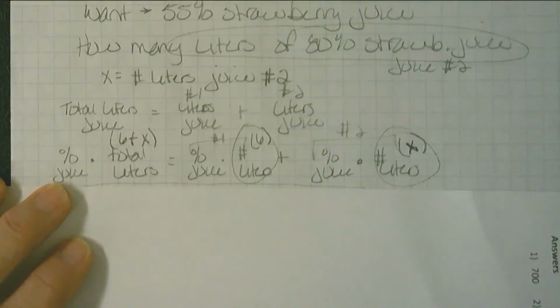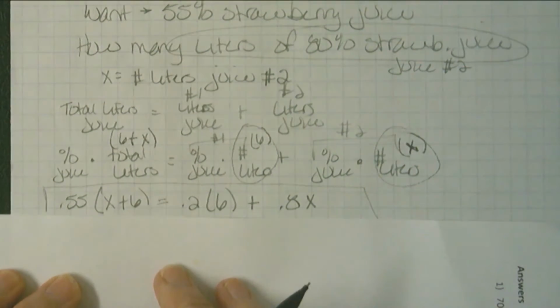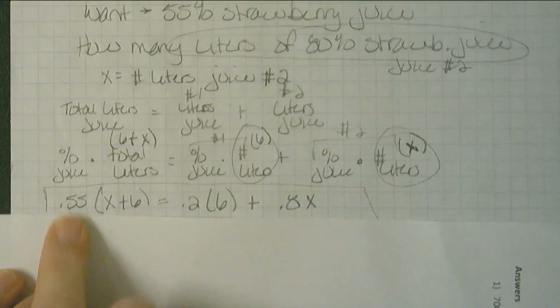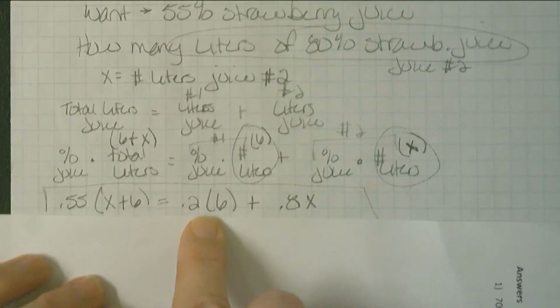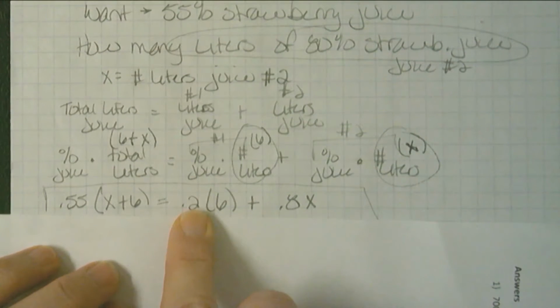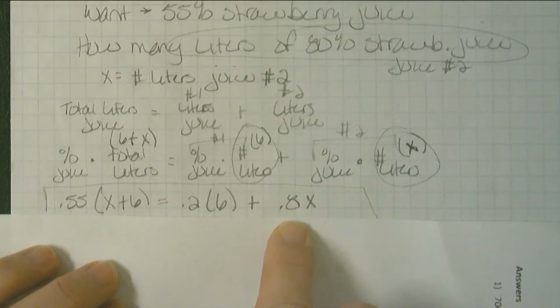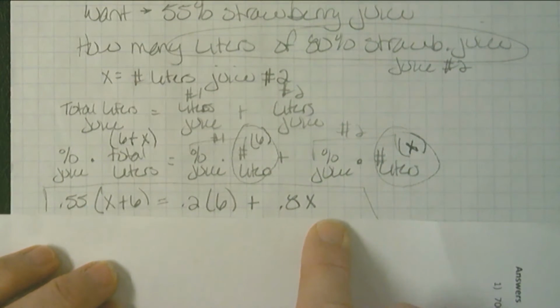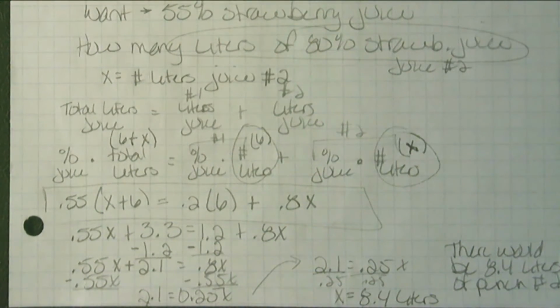So now I've written my equation and I only have one variable total. So I have 55% or 0.55 times my total number of liters in the end product, the big one, is equal to the first jug, which is 20% or 0.2 times 6 liters, plus 80% or 0.8 times, I don't know how many liters are in there, so times X. And then I would solve for X.